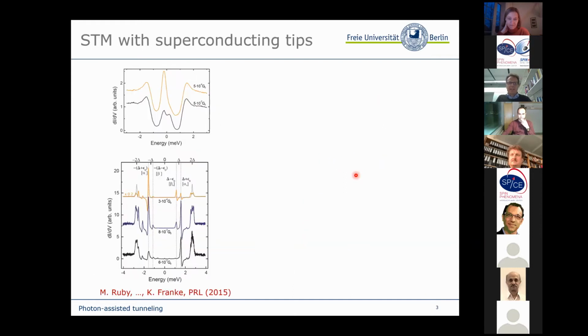So, as we've already heard before the break, in many STM experiments on superconductors, it's very helpful to use superconducting tips, which greatly enhances the resolution. So here, for example, are some data on Yu-Shiba-Rusinov states, once taken with a normal state tip and then taken with a superconducting tip. And clearly, the measurements with the superconducting tip have a much higher resolution and much sharper lines. So there reveals much more structure.